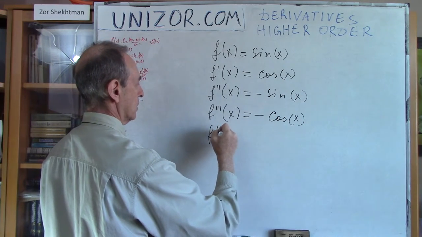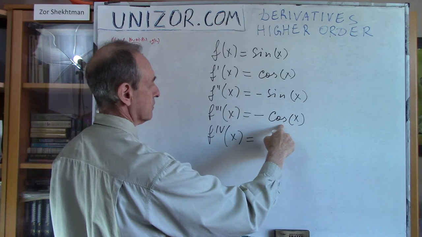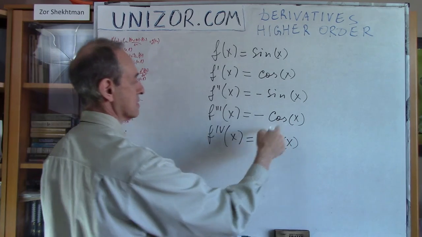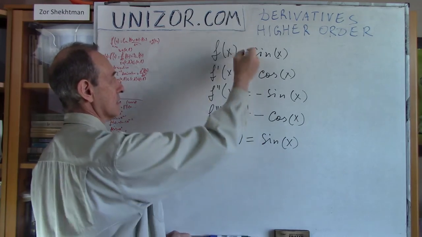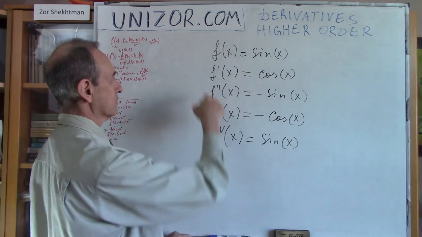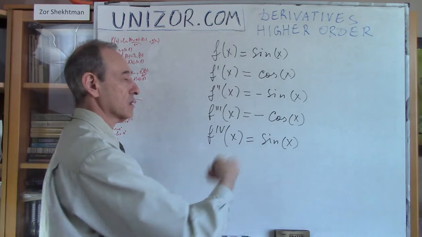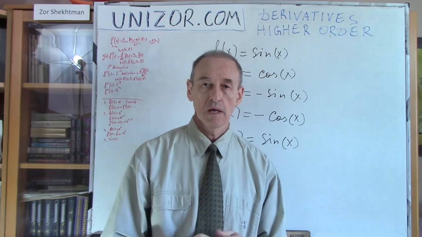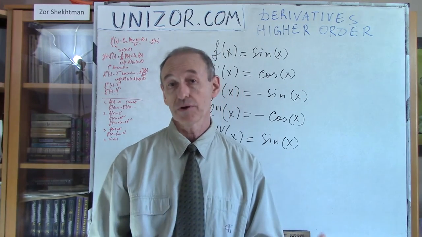The fourth derivative is, again, minus, and the derivative of the cosine, which is minus sine, so minus and minus make a positive sign. So we see that the fourth derivative is exactly the same as the original function. And then it repeats itself. The fifth derivative would be like the first, the sixth like the second, etc. So it periodically repeats itself. All right, these are just simple examples of higher order derivatives of certain basic functions.